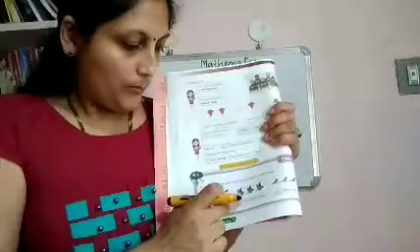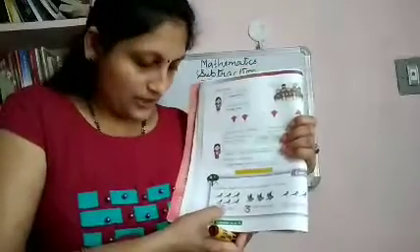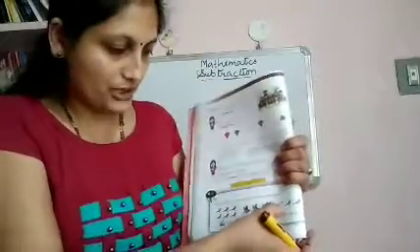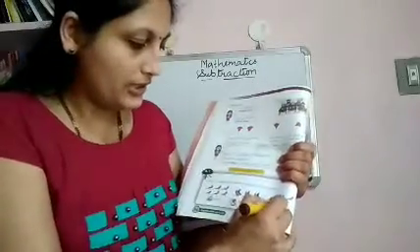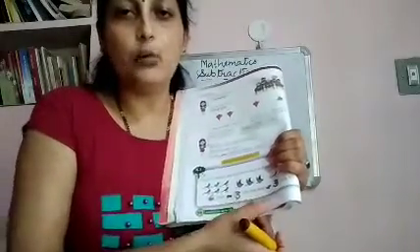Next. Birds flew away. How many birds flew away? Count here. 1, 2, 3. So, write here 3. So, earlier there were 6 birds. Out of 6 birds, 3 birds fly away. Now, how many birds are left? After flying away, you can count here. 1, 2, 3. How many left? 3. So, 6 minus 3 equals 3.